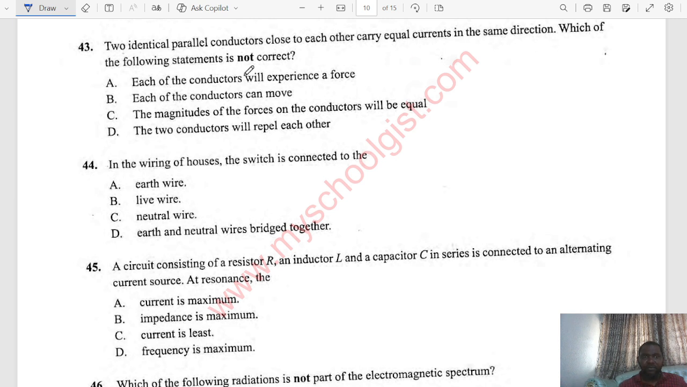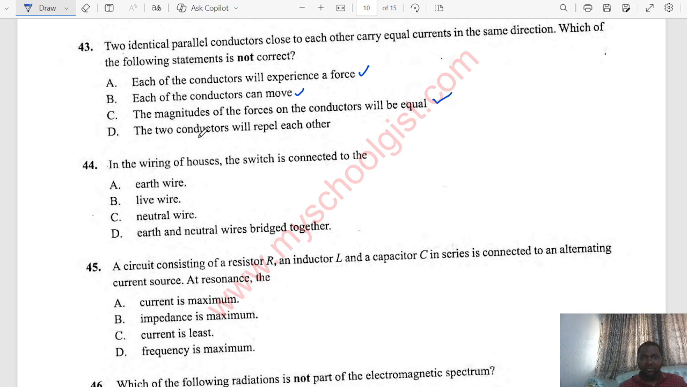Which of the following statements is not correct? Each of the conductors will experience a force. Of course, this is correct. Each of the conductors can move. Well, yes, because force always causes objects to move. The magnitude of the forces on the conductors will be equal. Well, since the two are identical and they carry equal current, the magnitude of the forces are equal.